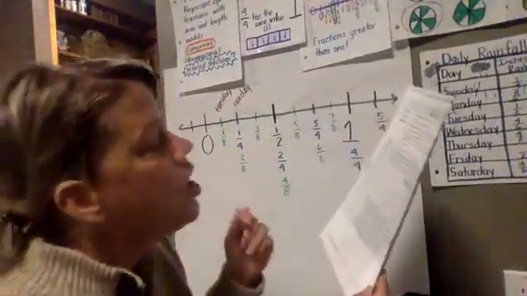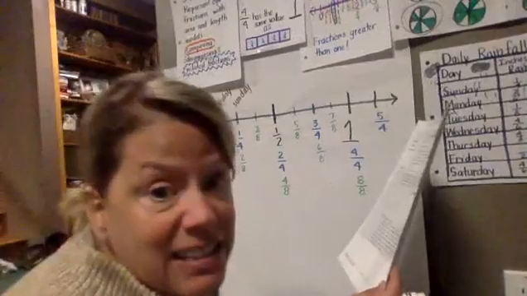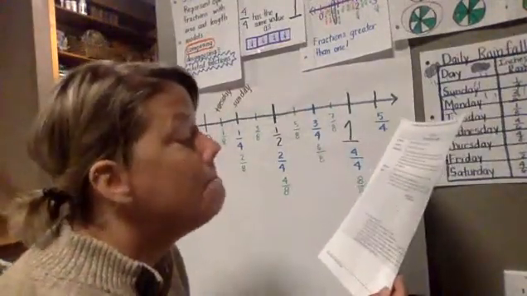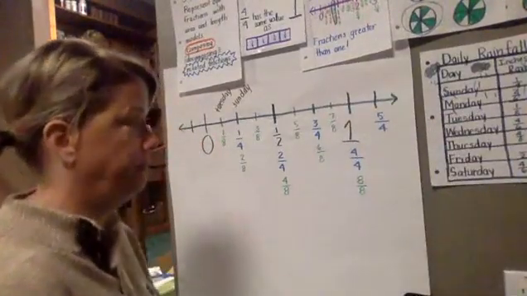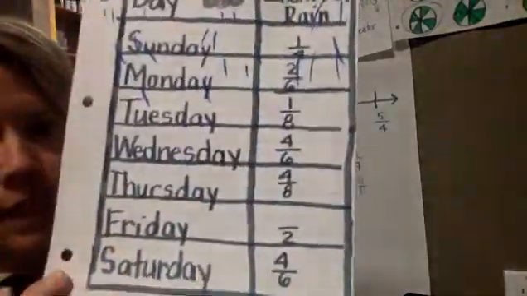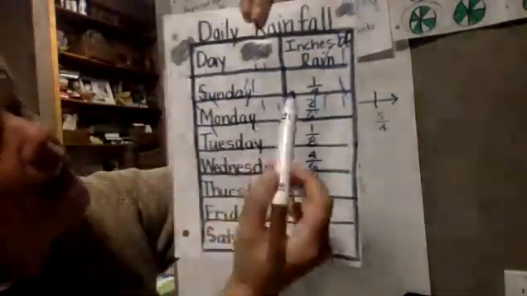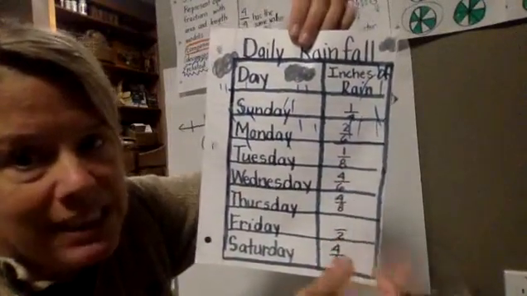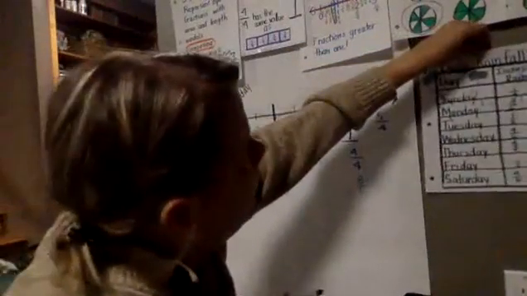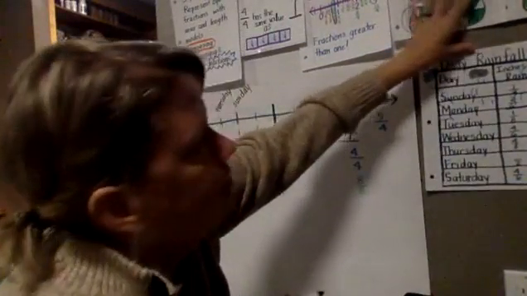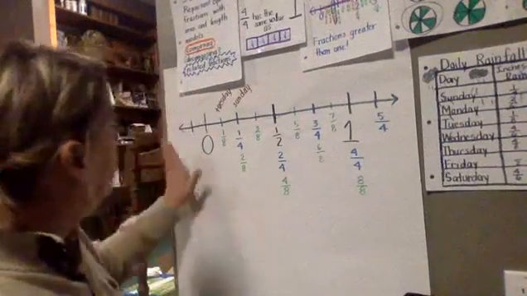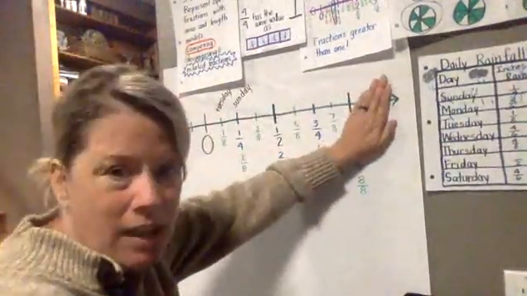Which day had less rain? Monday or Wednesday? So now we're comparing Monday to Wednesday. Monday had 2/6. Wednesday had 4/6. So I'm going to ask a question. You ready, Linda? Okay. Can I use this same number line to figure that out?